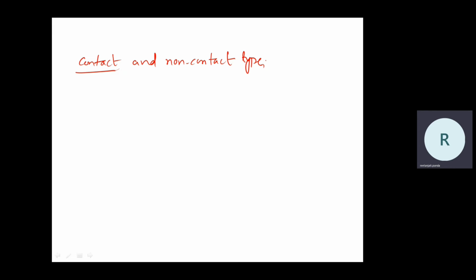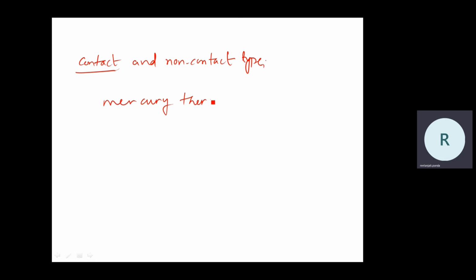Non-contact type means the physical quantity will be in a remote area. Remote doesn't mean that it will be a very large distance. It may be a larger distance, it may be a shorter distance also, but there will be no contact between the measuring system and the measurand. That will be called your non-contact type measurement system. Just like, a contact type measuring system is our normal mercury thermometer.